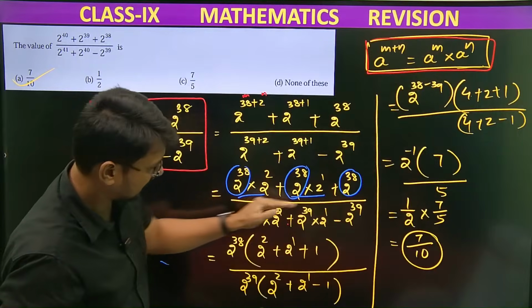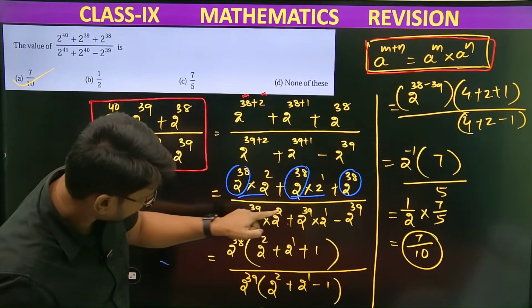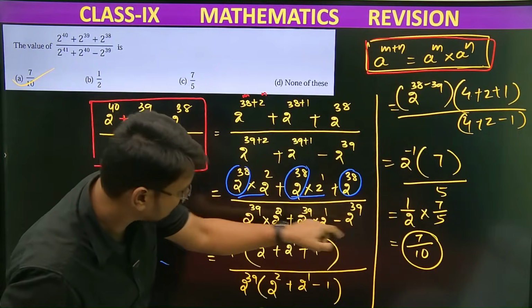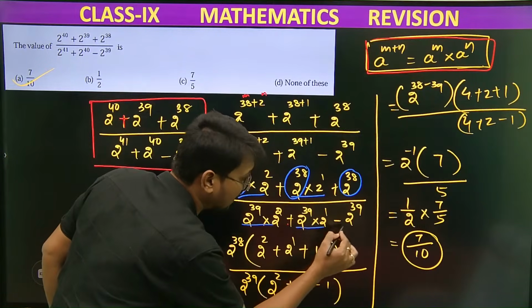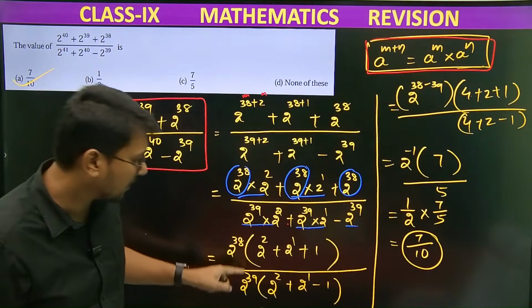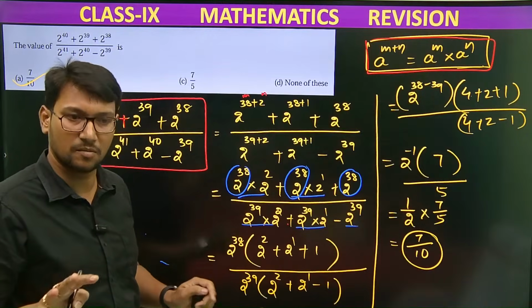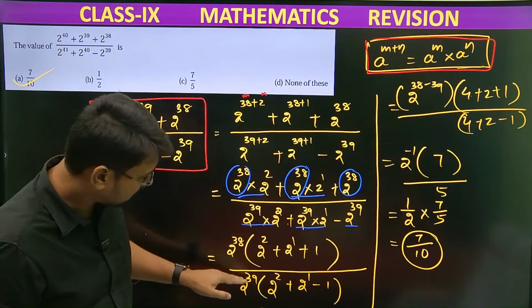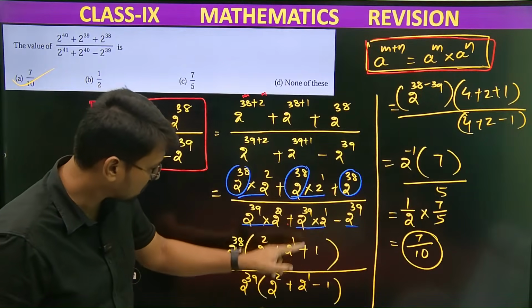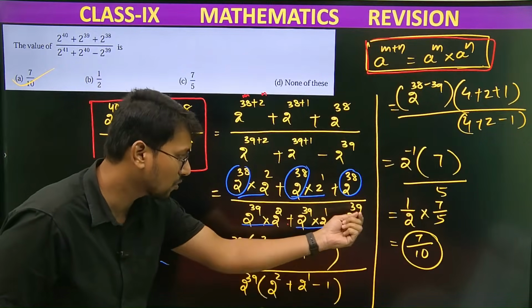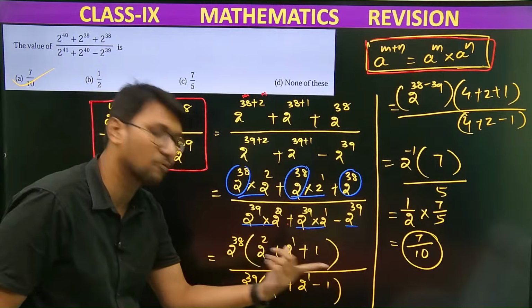Divided by, right? 2 to the power 39, 2 to the power 39, 2 to the power 39. In each of the three terms, 2 to the power 39 is common, right? So I have taken common 2 to the power 39. So left 2 square plus 2 to the power 1 minus, and from the last term I have taken, left 1.